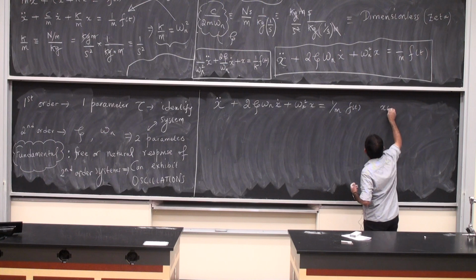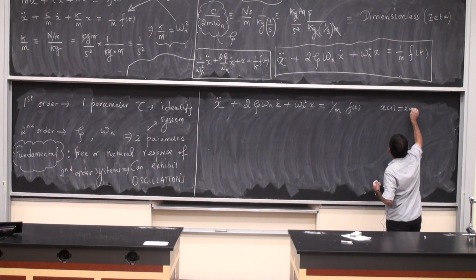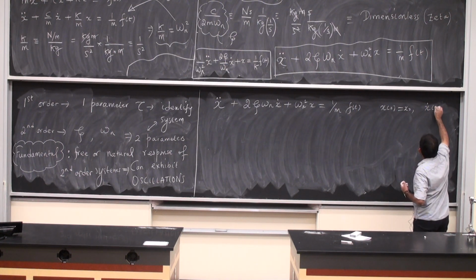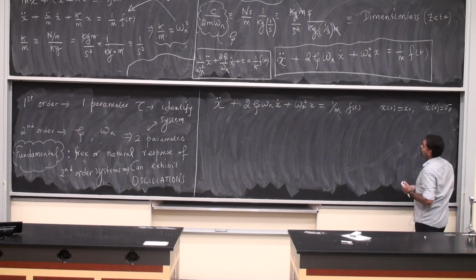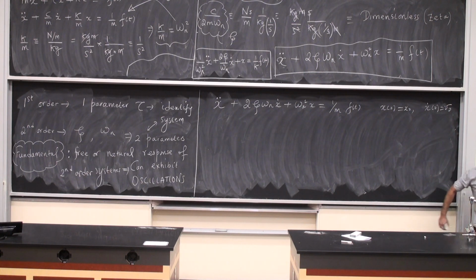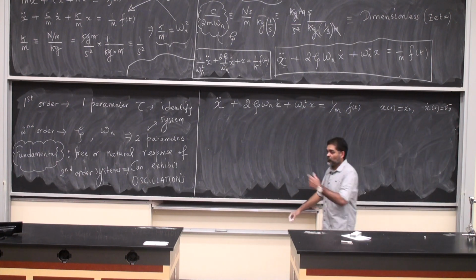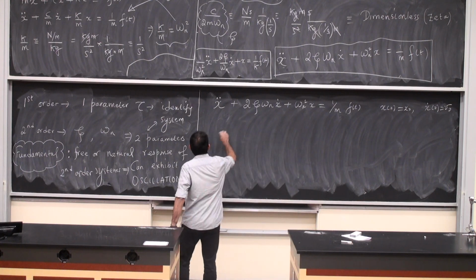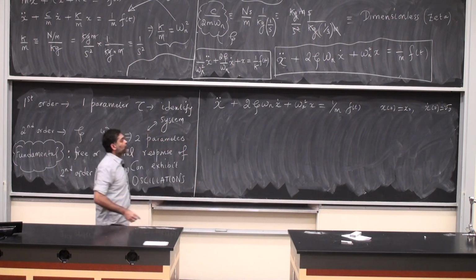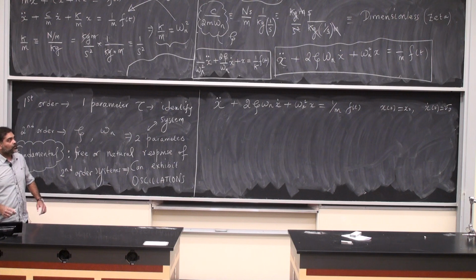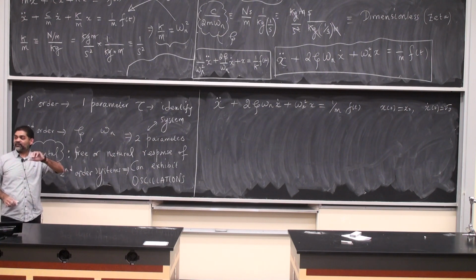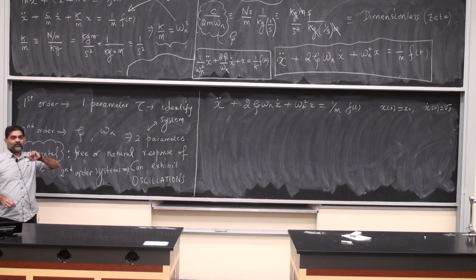1 by f of t, x of 0 is x naught. What's the characteristic equation of the system? Can somebody help me write it out? Go for it. 1 plus 2 zeta omega n plus omega n squared. There has to be an s somewhere. You're close, very close.